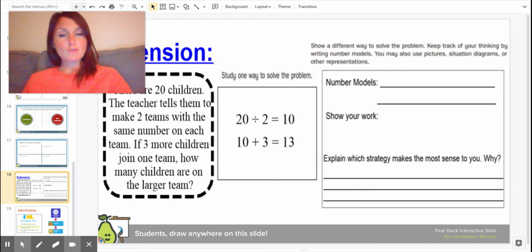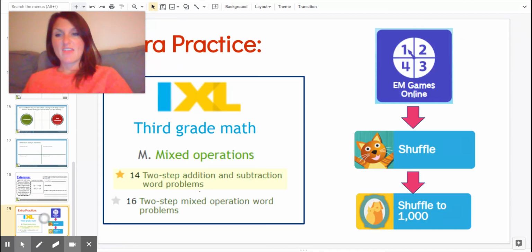Here's an extension if you want to try something harder. And then, of course, here's always some extra practice. Here are problems in IXL that are just like what we did. And then more of a game type, this is what the book said would be a good practice for you, Shuffle to 1,000, because you have to add and subtract. So doing those multi-steps.